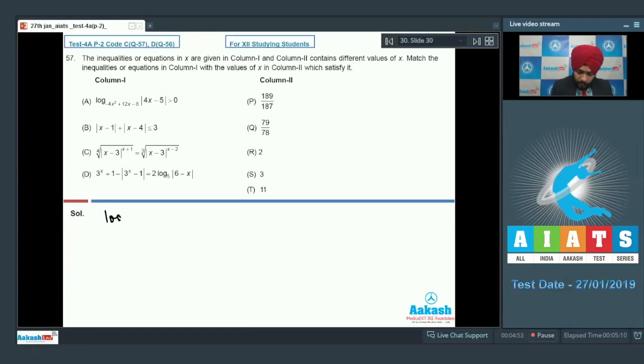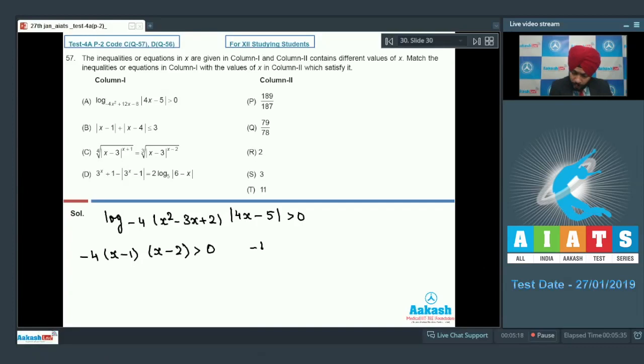We have log of minus 4 into x square minus 3x plus 2, that is the base, and the number is modulus of 4x minus 5, greater than 0. From here you will get one condition: the base is positive. Second condition is that the base is not equal to 1. And third condition is that the number is positive. The number is a modulus, so it has to be positive. Only one element will be excluded, x not equal to 5 by 4.